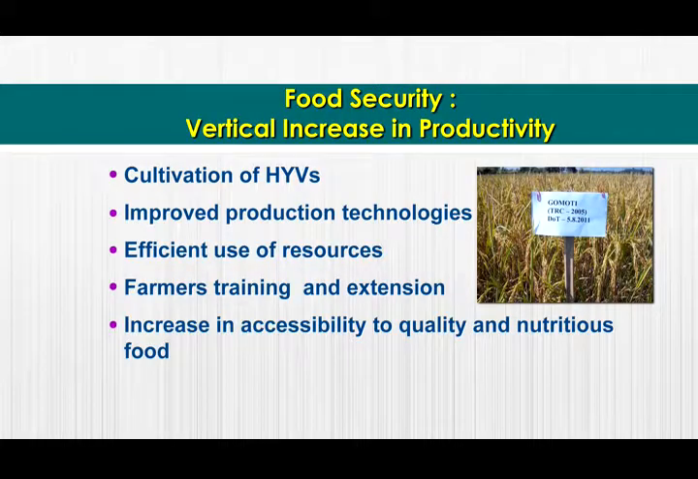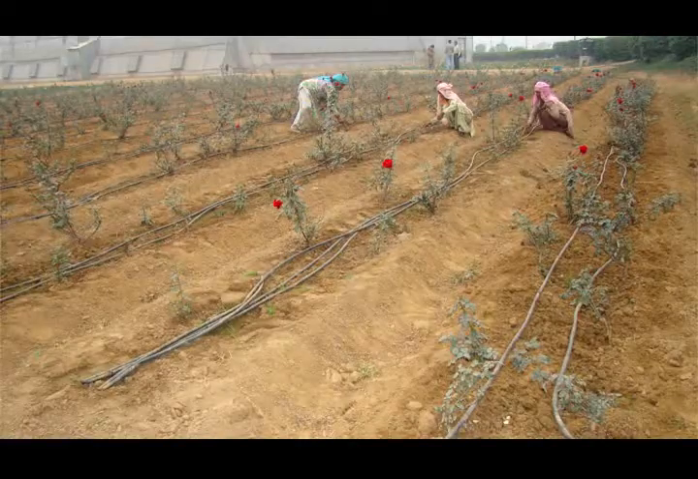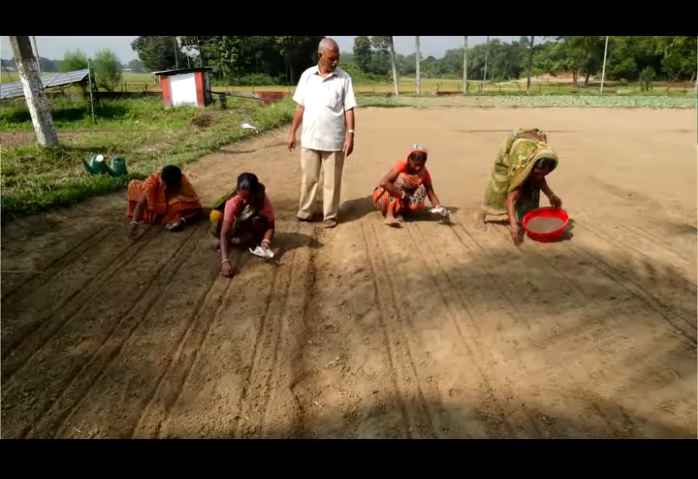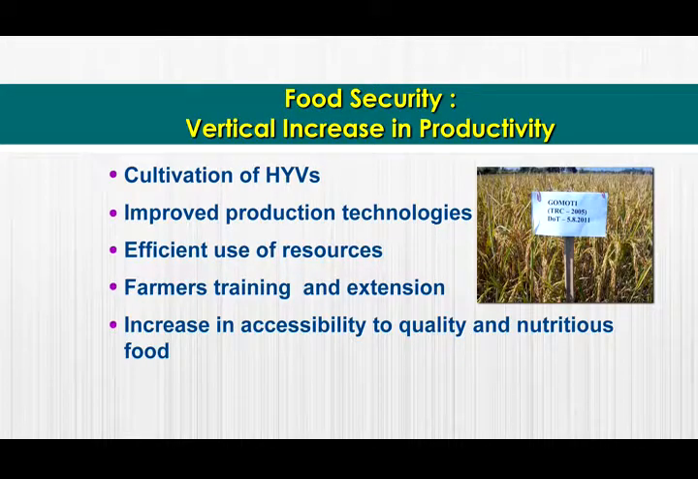Now, what is the option? We have to increase our productivity in a vertical way. We cannot increase our net sown area, but we have to increase our productivity by cultivating high yielding varieties. Then we have to improve our production technology. We need to use our resources efficiently. Then we have to give training to the farmers, and make the latest technology available to them. We have to also increase the accessibility of quality nutritious food to the people by increasing their income, so that they can purchase the food from the market.